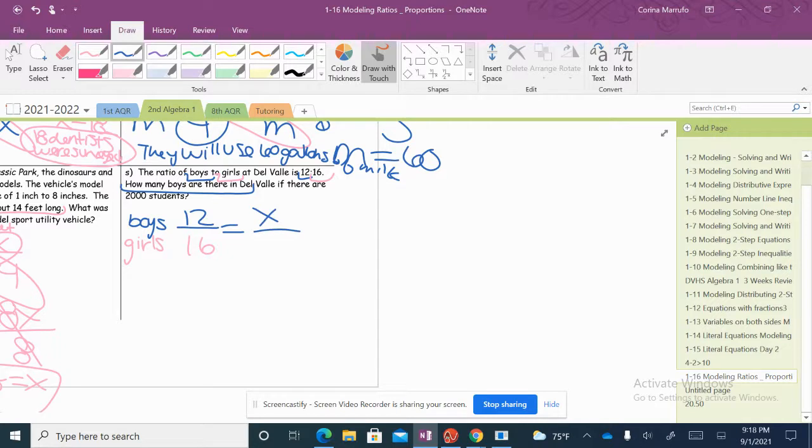Oh man. We're going to have to fix this. Because it says there are 2,000 students, so they're giving us 2,000. They don't tell us how many girls there are, right? So I'm going to put here the total is going to be 2,000. Total. Okay. So if for every 12 boys, there's 16 girls, how many total is that? For every 12 boys, there's 16 girls, right? What's the total?